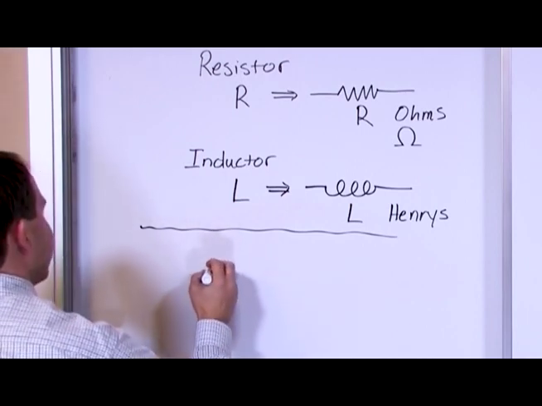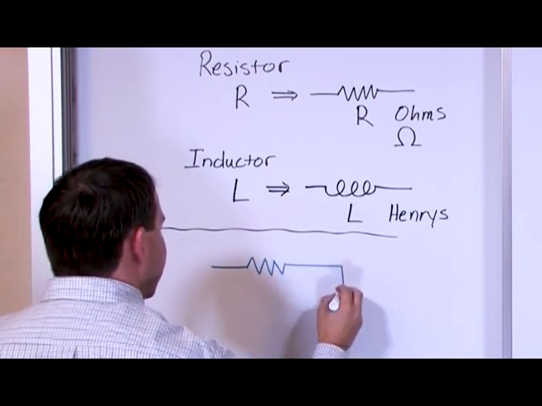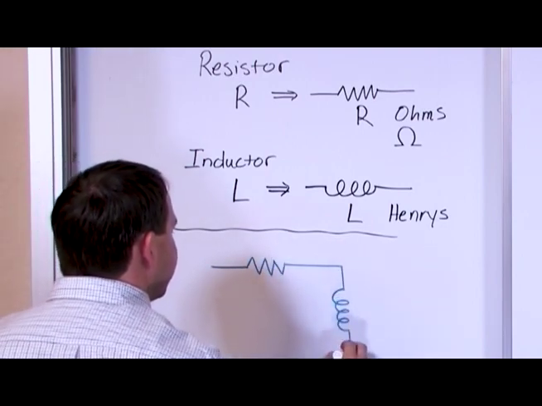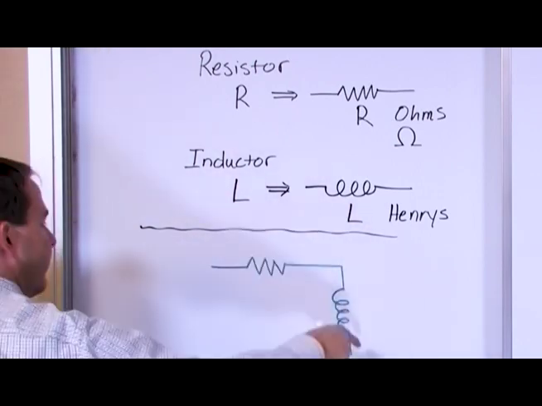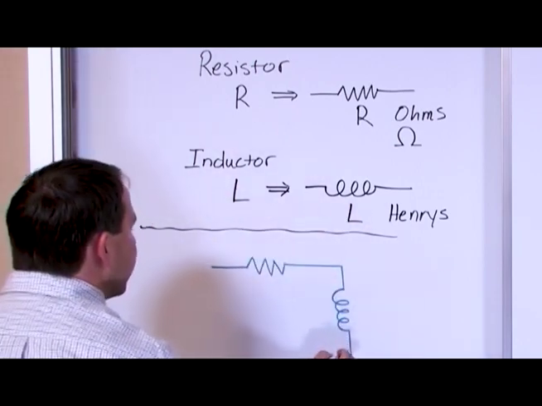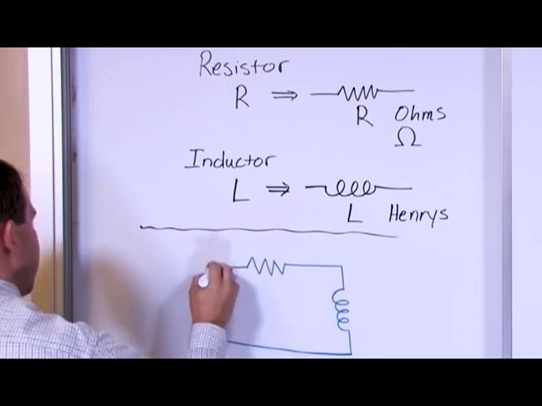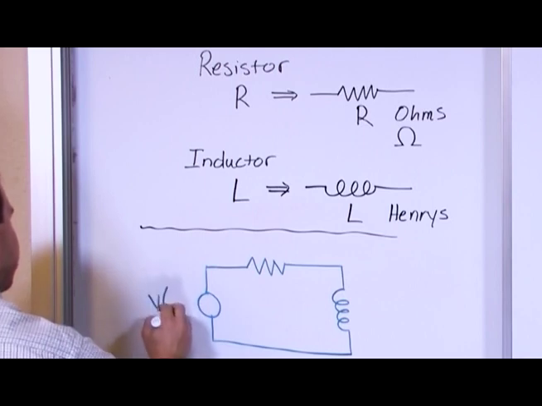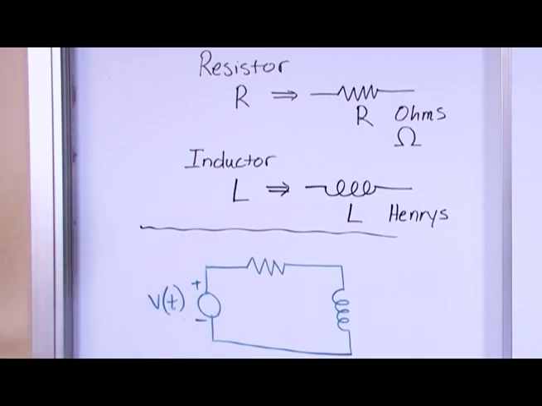Let's say we have a resistor like this, and it's connected in series with an inductor. In series just means they're connected one after another. It doesn't matter that it's bent down like this. It's just one little wire like this, and it goes all the way back around. And here I'm going to put a circle, and we're going to say this is the voltage as a function of time, plus and minus. You can sort of think of this as a battery, but we're doing the general case here.